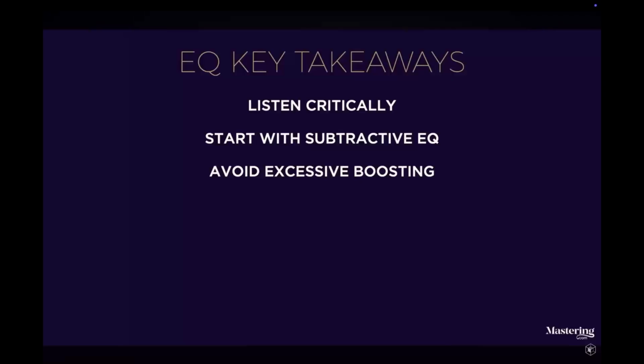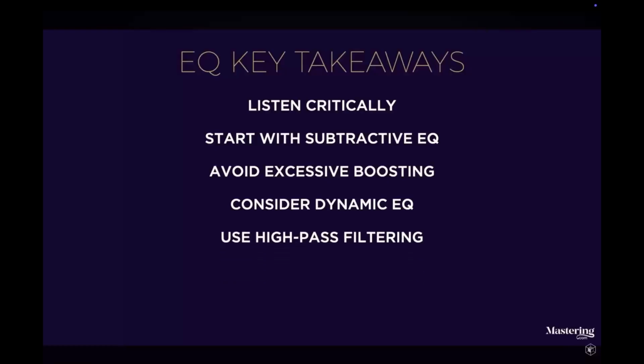Aim for subtle adjustments and use multiple EQ bands if necessary to achieve the desired tonal balance. Consider dynamic EQ. In addition to traditional static EQ, dynamic EQ can be useful for addressing dynamic or transient issues in vocal recordings, such as sibilance or resonant peaks. Use high-pass filtering. Apply a high-pass filter to roll off low frequencies below the vocal's fundamental range to remove rumble and unnecessary low-end energy, helping to clean up the mix and improve clarity.